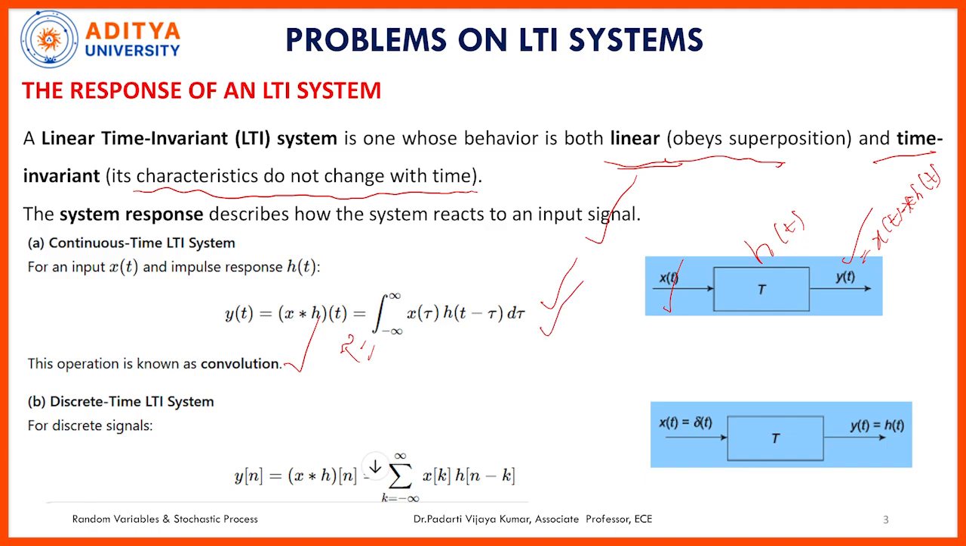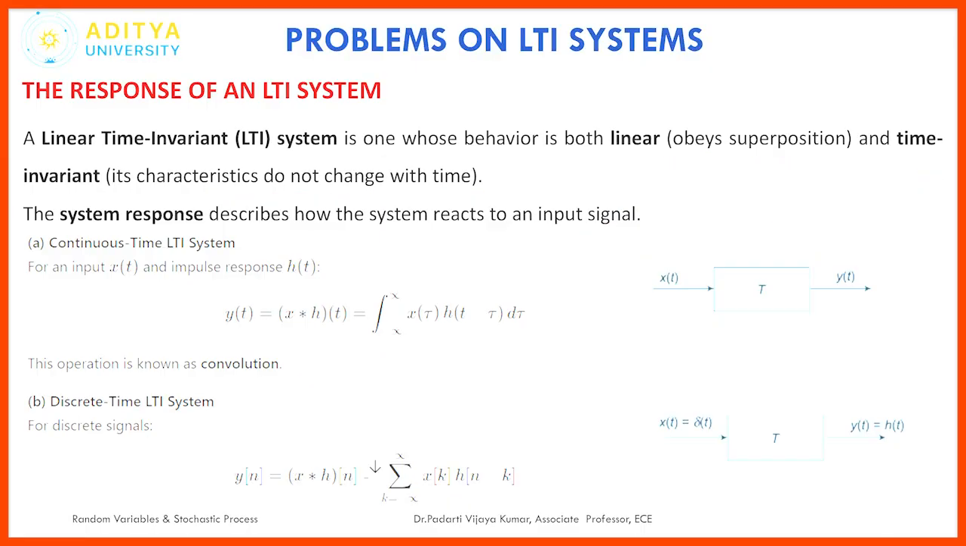If the system is a discrete time system, the integration will become summation. So, tau will become k, and k goes from minus infinity to plus infinity of x of k, h of n minus k. This is the fundamental operation we use for computing the system response for an applied input signal.